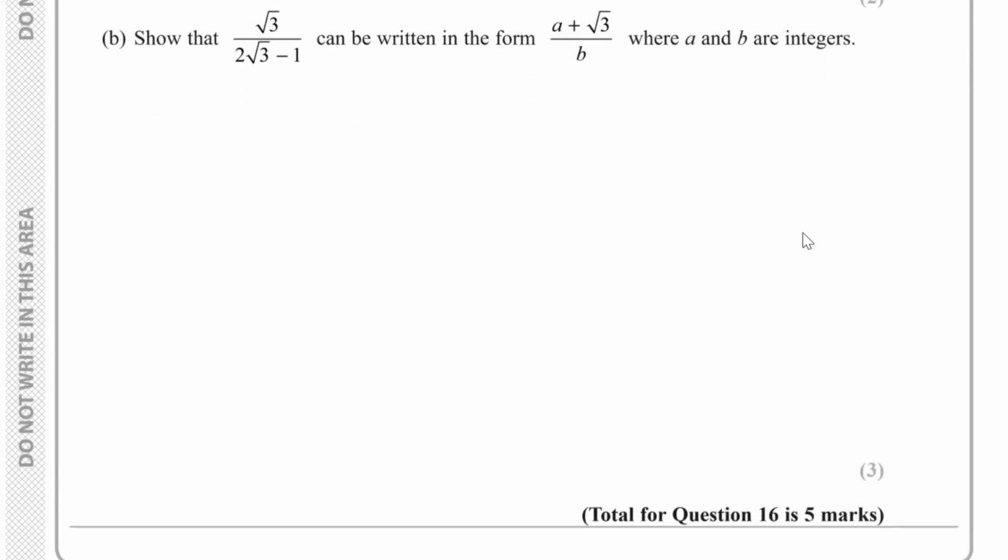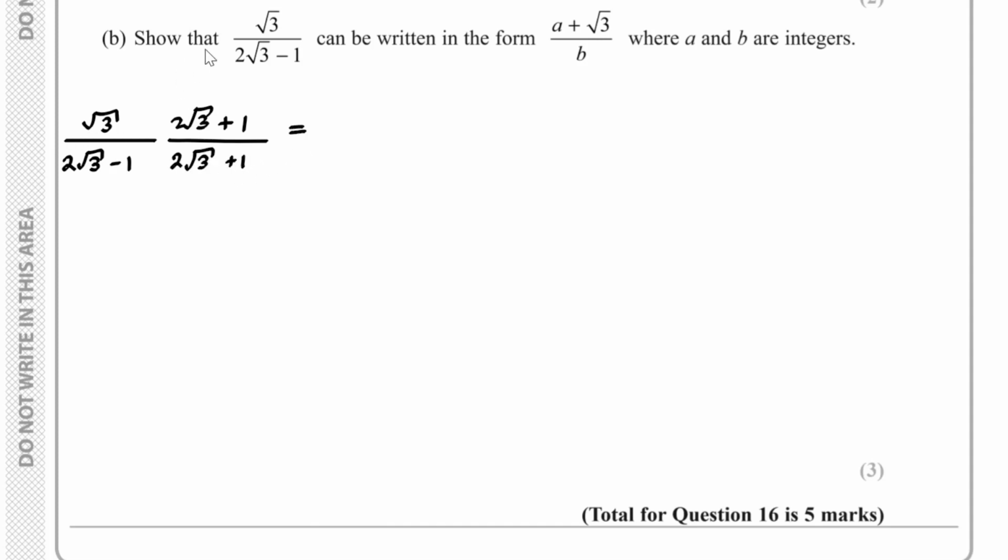And now for part B, we have to show that root 3 over 2 root 3 minus 1 can be written in the form a plus root 3 over b, where a and b are integers. So to do this question, we would have to multiply the top and bottom by the conjugate of the bottom. So we have root 3 over 2 root 3 minus 1. We need to multiply both the top and the bottom by the conjugate of the bottom. So what that means is we need to change this minus to a plus. So we multiply top and bottom by 2 root 3 plus 1.